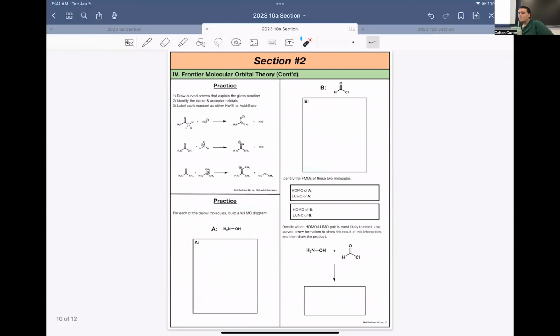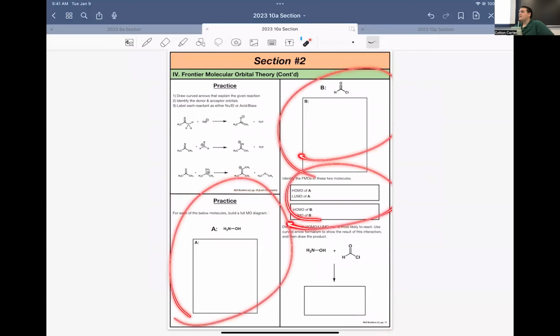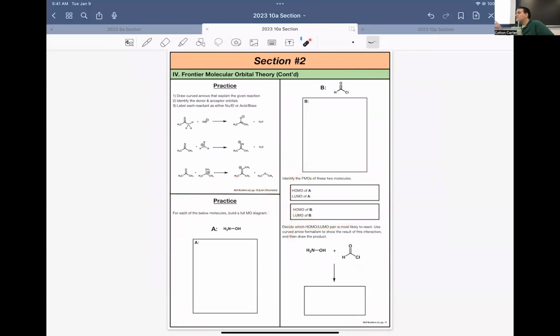Okay. So what I want you to start with is this problem. This is page 11 of the problem set, where you're going to be building MO diagrams for two molecules and then trying to predict the reactivity. I don't expect you to be able to do two of them in the time I'm going to give you. So try getting one MO diagram on your own or talking with friends. And then we're going to talk through the second part of the reaction together.